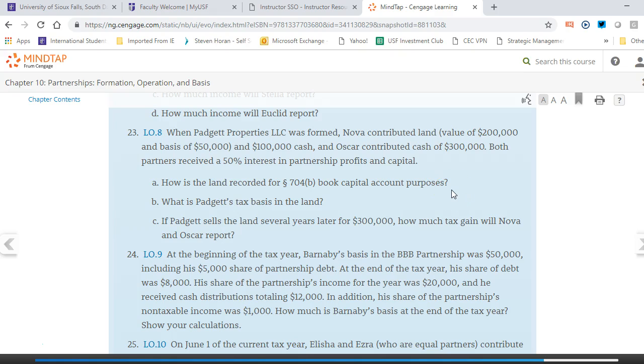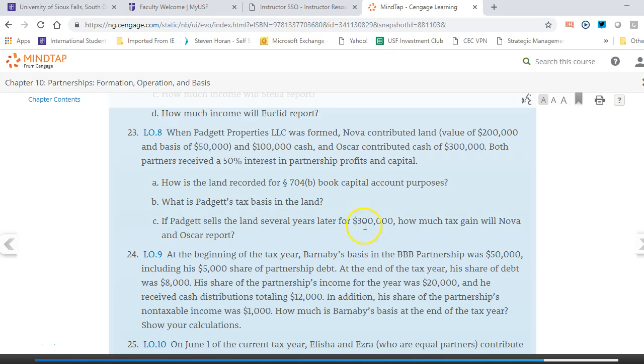Paget, the LLC, records the land at its value of $200,000. So on the books of Paget, there was a land asset account worth $200,000, the fair market value. What is the basis for Paget, though? Remember, the basis just transfers, so Paget's basis is 50. If they ever sell the land for more than 50, they'll have a capital gain. Whatever they receive minus 50 is their capital gain.